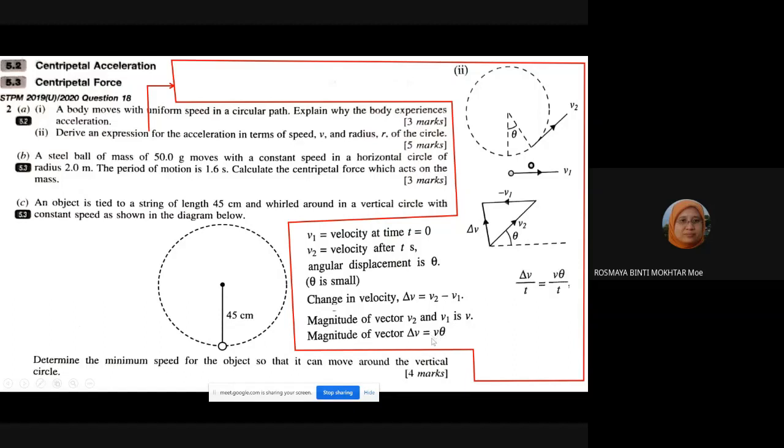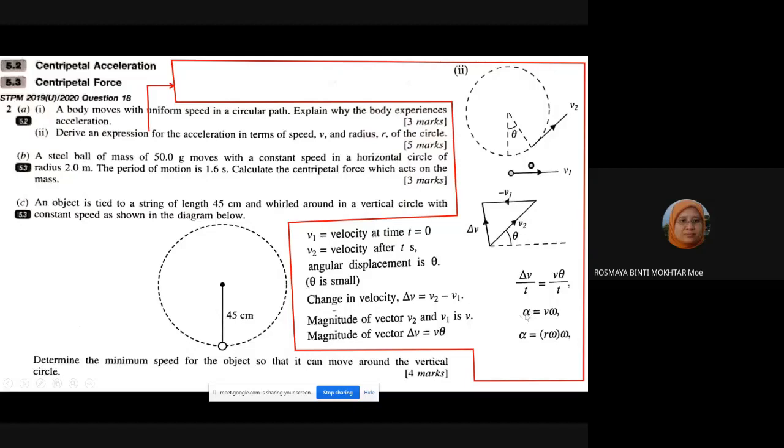From this equation, you divide by t on both sides. If you divide by t on both sides, the equation doesn't change. I repeat, delta v is the change in velocity, so change in velocity per time is acceleration, whereas angular displacement theta per t is angular velocity. So we substitute: acceleration equals v omega. The acceleration here uses the symbol alpha, but it doesn't matter.